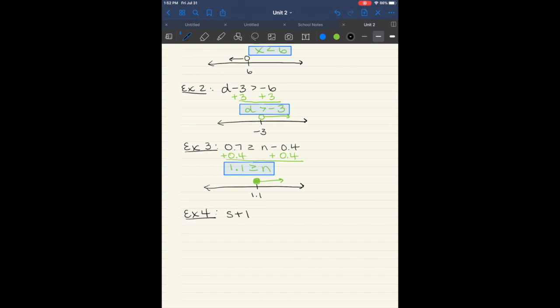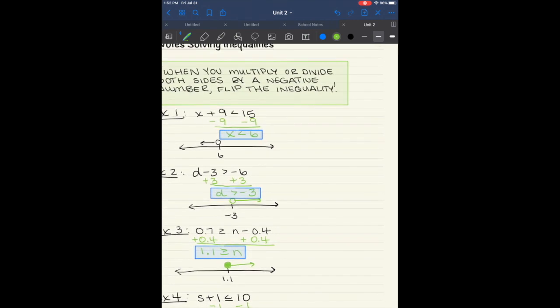For example 4, we have s plus 1 is less than or equal to 10. So we have s is less than or equal to 9. When we graph that, we're going to have a closed circle on 9, arrow pointing to the left. Again, just like on example 3 where it's pointing to the left. Sorry about that mistake, guys. Make sure you have it correct in your notes.